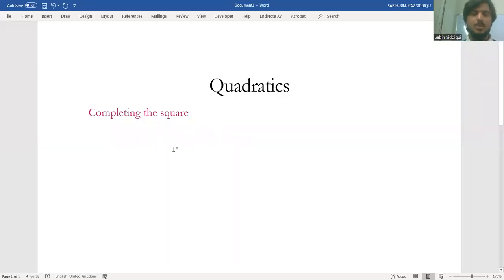Assalamu alaikum. Today, the topic that we are going to address is quadratics, and from quadratics, the point that we are going to stress on is completing the square.